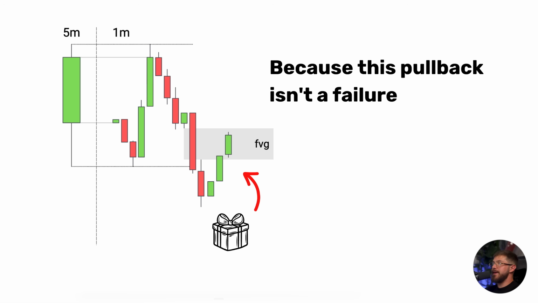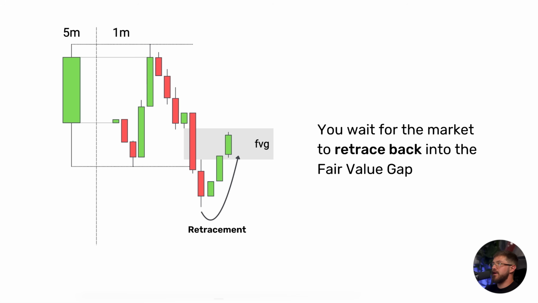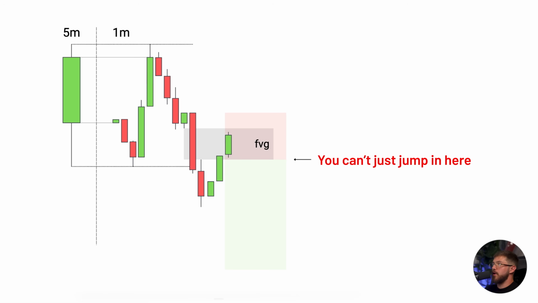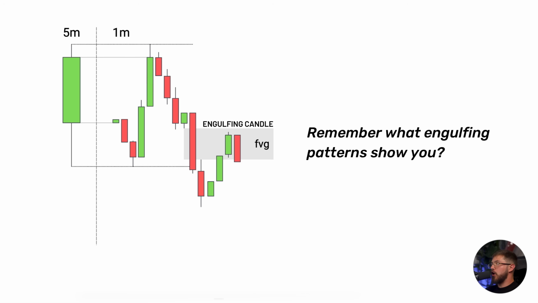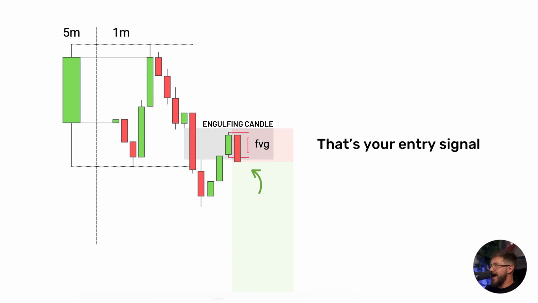Because this pullback doesn't mean that the move is a failure. It's actually a gift. It's the market giving you a second chance at a much better entry. You wait for the market to retrace back into the fair value gap, but you don't just jump in when price touches the level. This is where those engulfing patterns that you learned earlier become critical, because you want to wait for an engulfing pattern at your fair value gap. Now remember what engulfing patterns show you. Complete takeover by one side, whether that's buyers or sellers. And when you see that engulfing candle at your fair value gap, the market is saying, I've tested this level, I've found support or resistance, and now I'm ready to explode in the intended direction. And that is your entry signal.